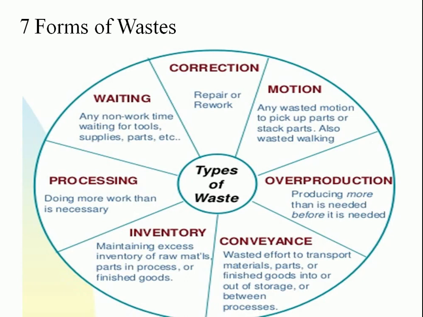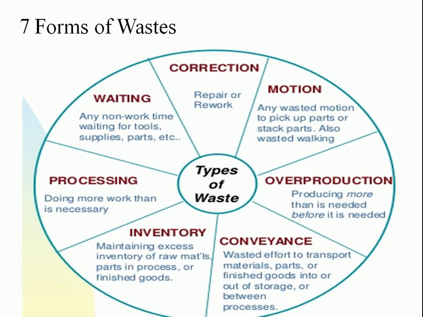Coming to what are the 7 forms of waste. These are the general forms of waste which are formed in any of the industries. First one is correction, that is the time and money spent on repair or rework is a waste. Second one is motion, and I explained earlier that the money spent on the movement of the product from one workstation to another workstation, that is waste.